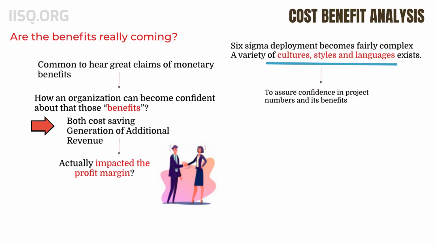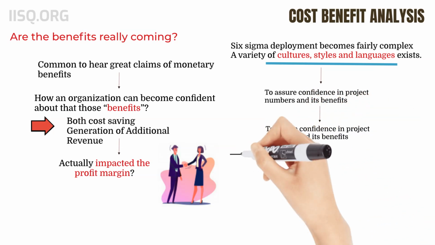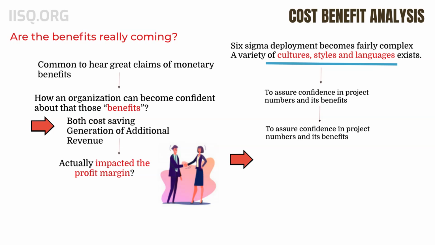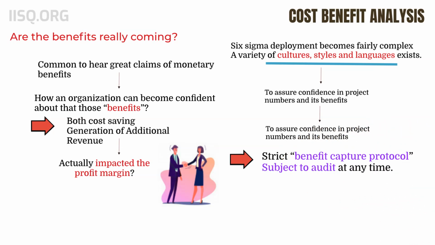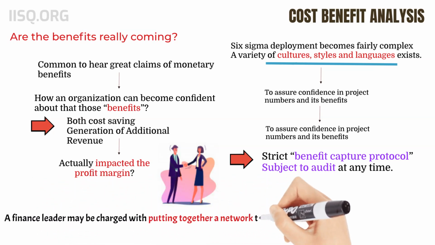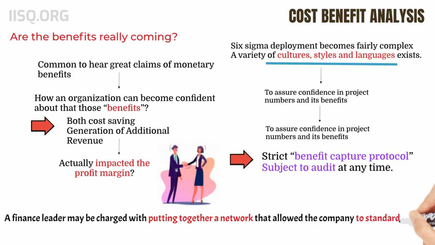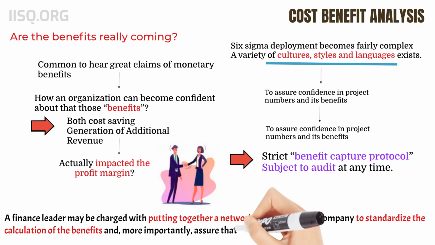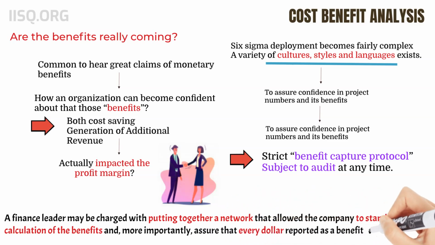To assure confidence in project numbers and its benefits, an organization may decide to have 100% of the reported benefits be calculated under the principles of a strict benefit capture protocol and subject to audit at any time. Here is a point to ponder about. A finance leader may be charged with putting together a network that allowed the company to standardize the calculation of the benefits and, more importantly, assure that every dollar reported as a benefit was realized.